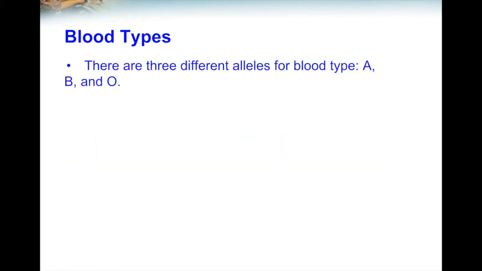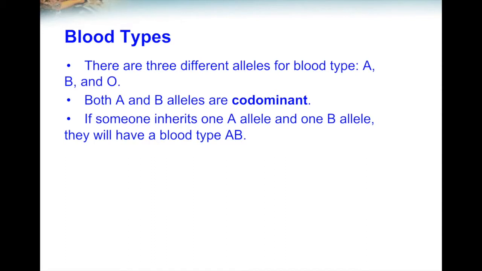Another example where we would see codominance would be in humans and their blood type. So I already talked about how there are 3 different alleles for blood type. You can have an A allele, a B allele, or an O allele. Now the A and B alleles are codominant. That means when you see them together, they're going to be dominant together at the same time. So let's say a person gets an A allele from one parent, and then they get a B allele from the other parent. Their blood type will be AB because, like I said, A and B are dominant together.